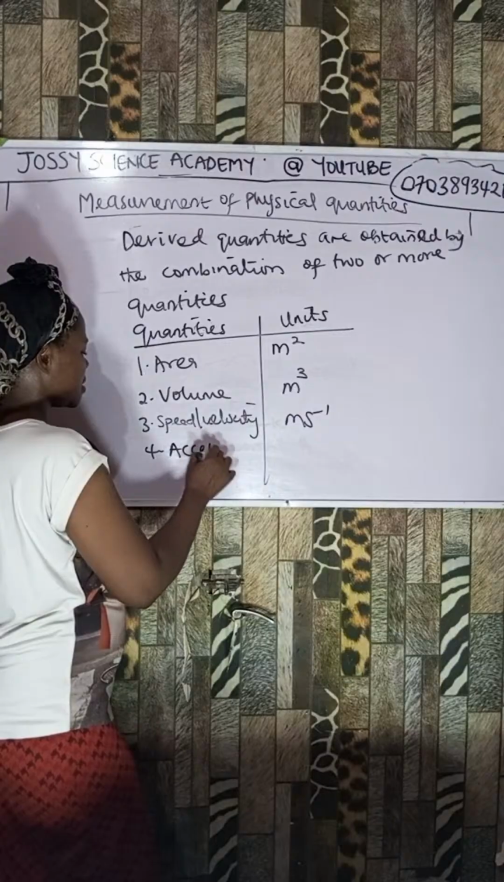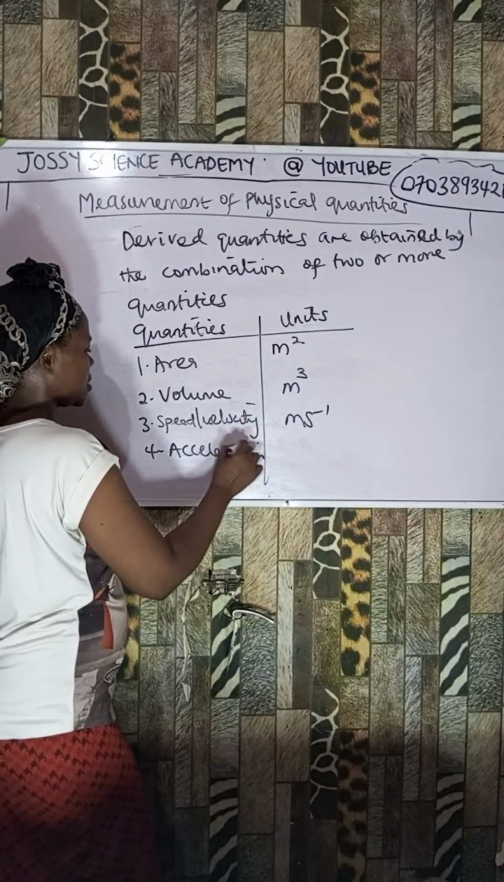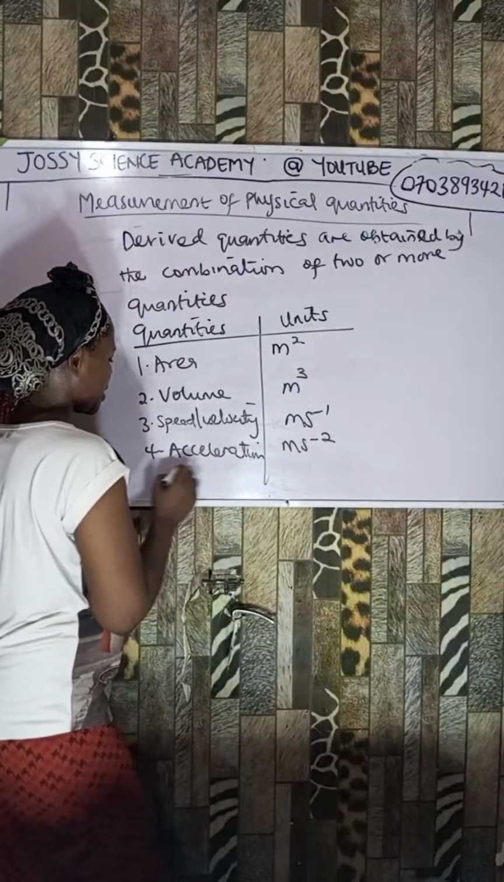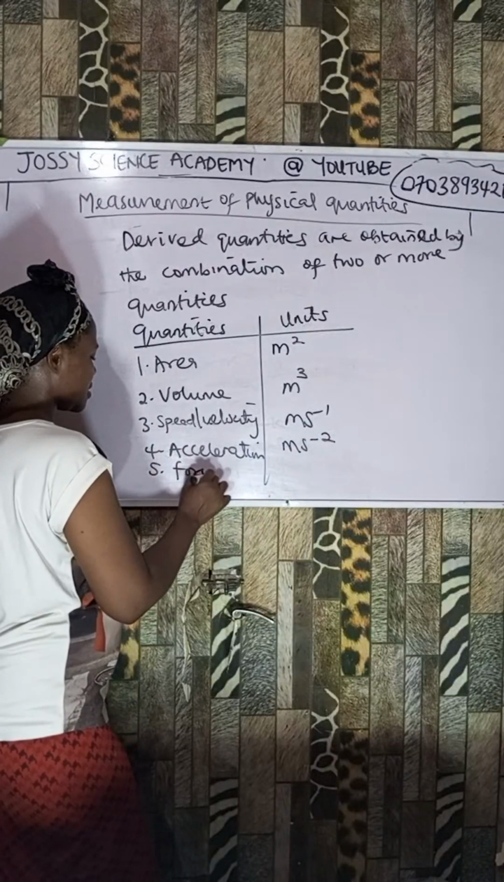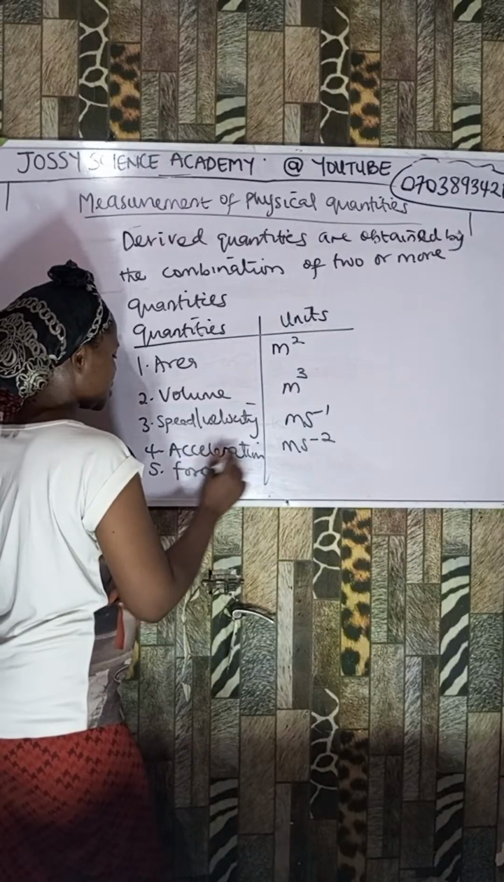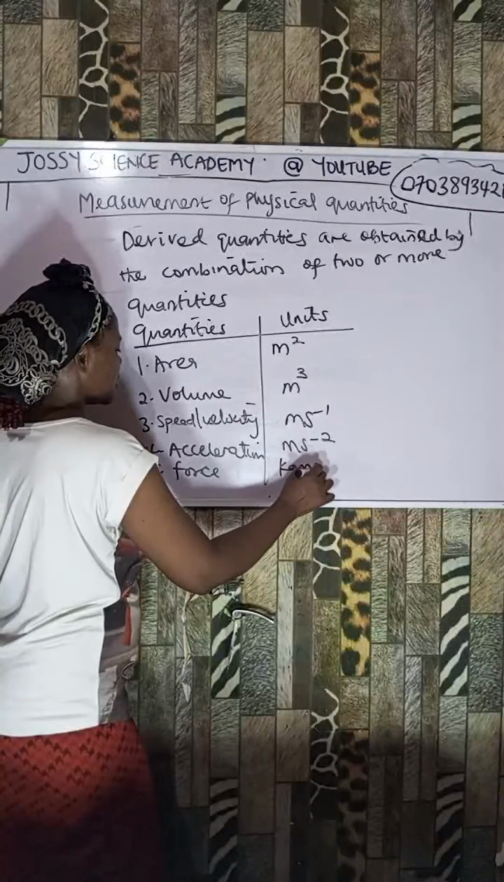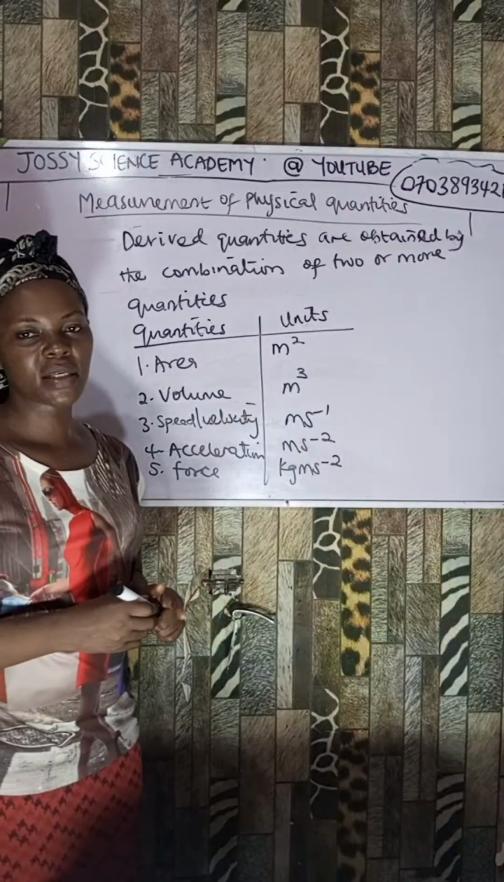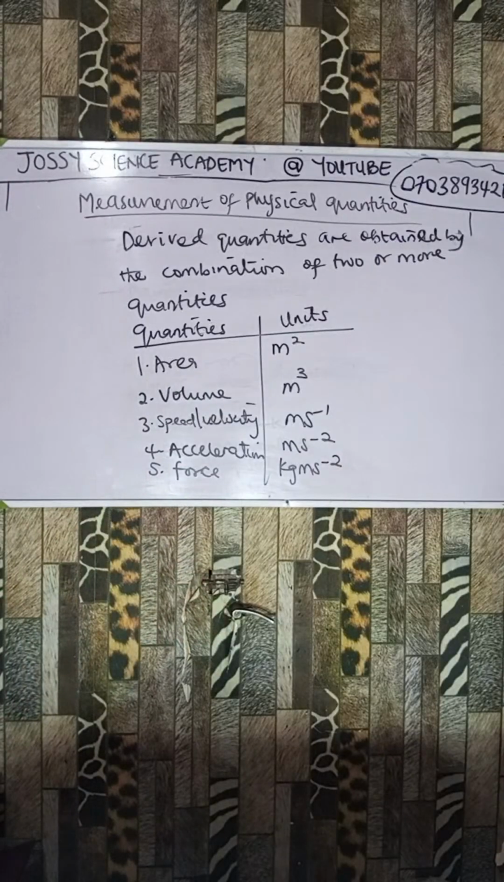I have acceleration. I have meters per second square. I have force. That is kilogram meters per second square. Now, these 5 are the basic units or quantities in derived quantities. Reason being that okay, Faith, you're welcome. All right, reason being that it will help us to derive other quantities, right? It will help us to get more quantities.